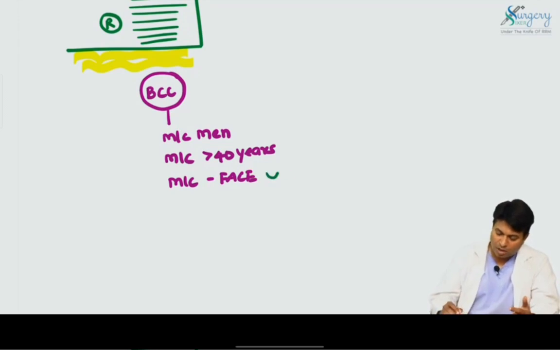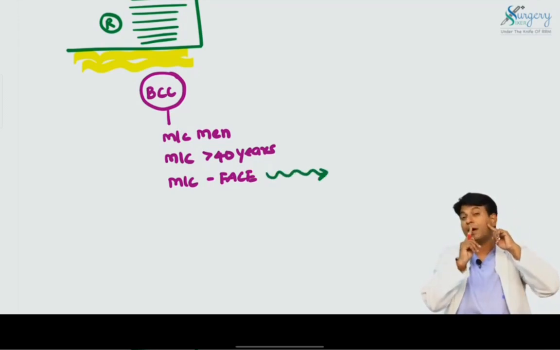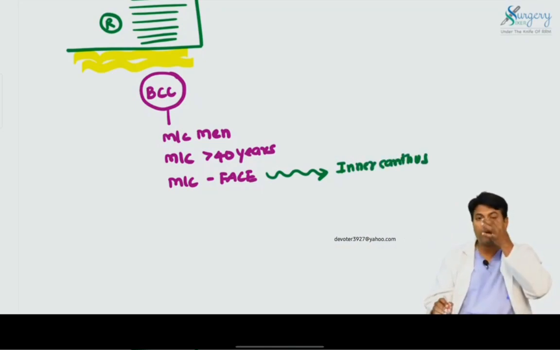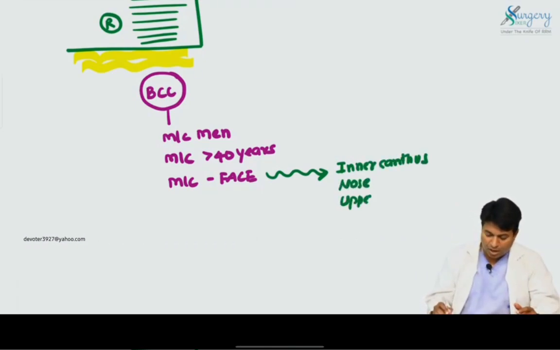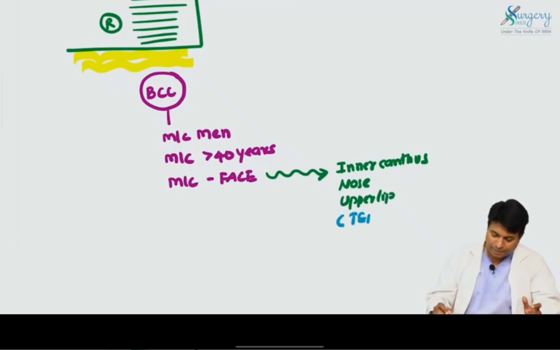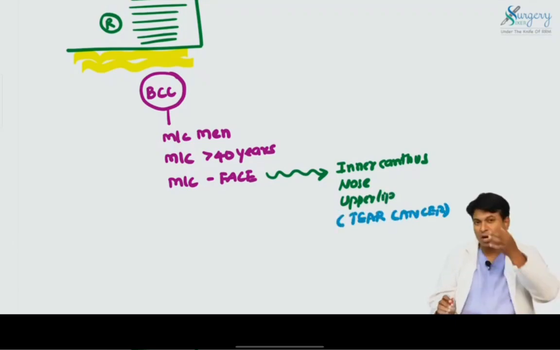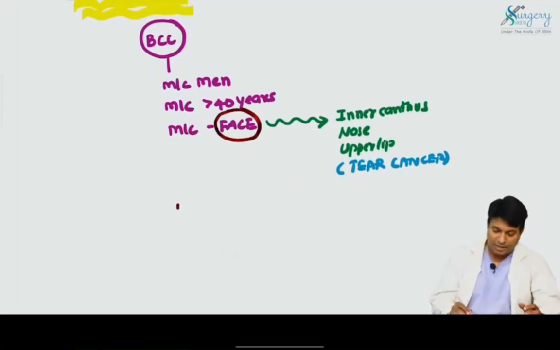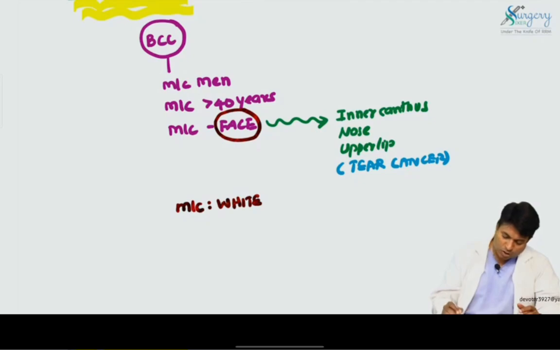In the face, it is common along the tear flow area: the inner canthus of the eye, nose, and upper lip. That is why it is also known as tear cancer. Otherwise, it is common on the face, and it is most common in white-skinned people.